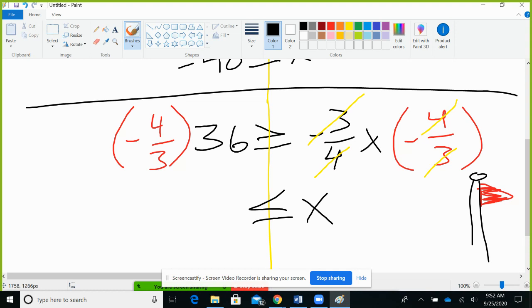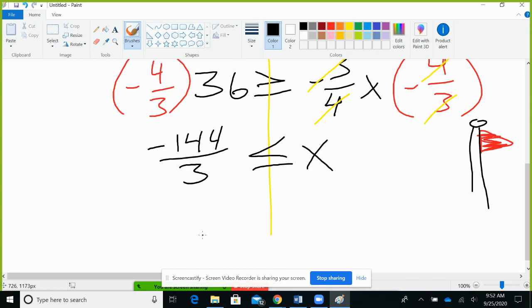And negative 4/3 times 36, that'll be negative 144 over 3. And what that gives me is x is greater than or equal to negative 48. So yes, Cody, I would do it that way by multiplying by the reciprocal. That's very good. Does anybody need this work still on the board?